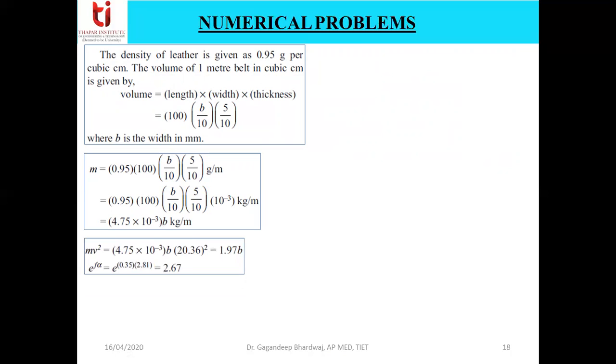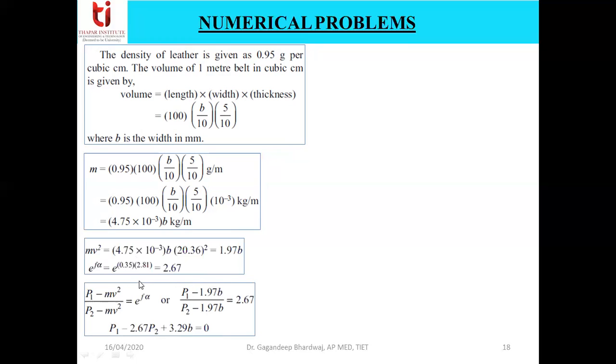So m v square is the centrifugal tension, which is m into v square. m is given, and v, the corrected velocity, we have calculated as 20.36. We have used the corrected velocity, so this term is 1.97b. And e raised to the power f alpha, where f is the coefficient of friction and alpha is what we have calculated, comes out to be 2.67. So this is the expression for the ratio of driving tensions.